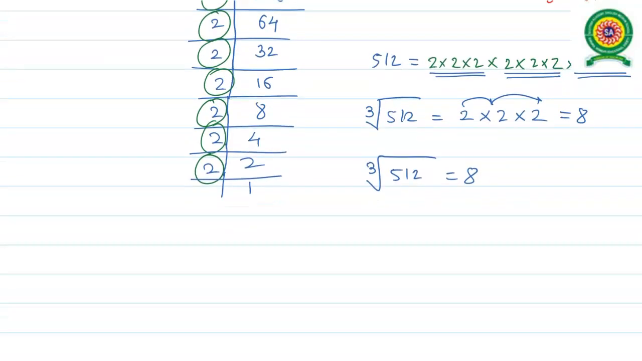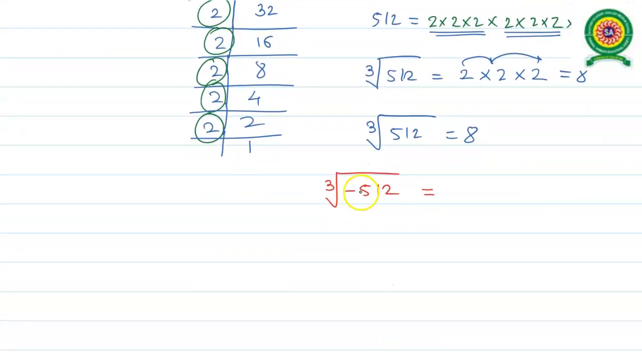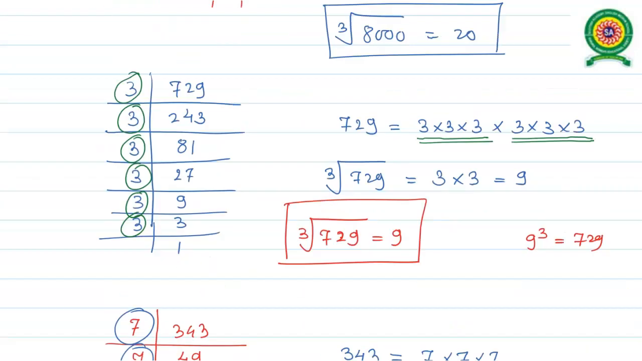Now we have to evaluate the cube root of minus 512. It is well known that for finding the cube of any negative number, we have the negative answer. It means the cube of 8 is 512, and it should have the negative sign. So we can write the cube root of minus 512 is minus 8. So for finding the cube root of any negative number, its answer becomes negative. Keep in mind.